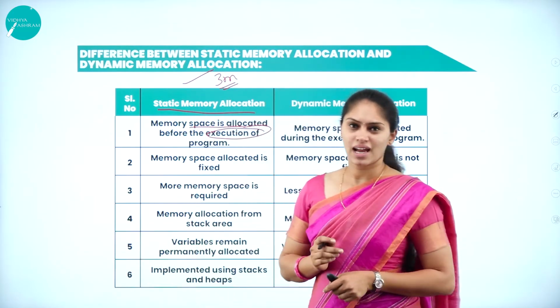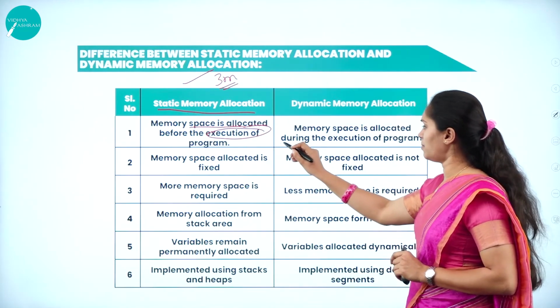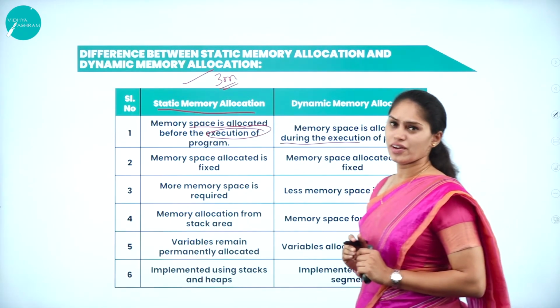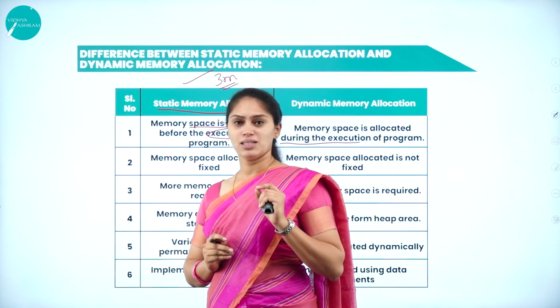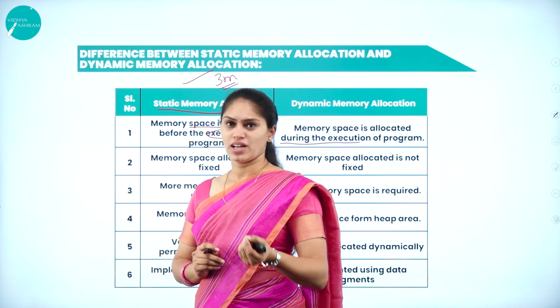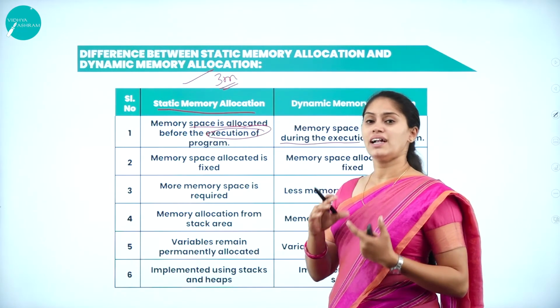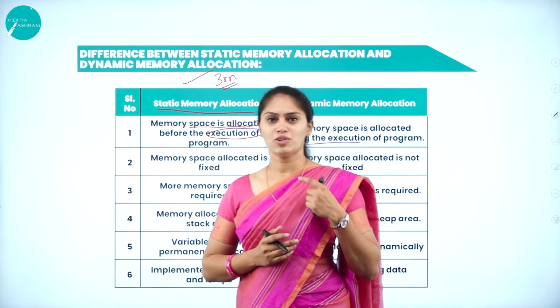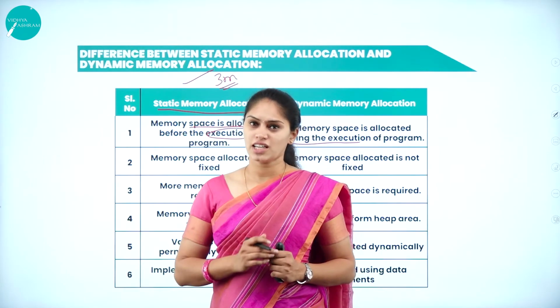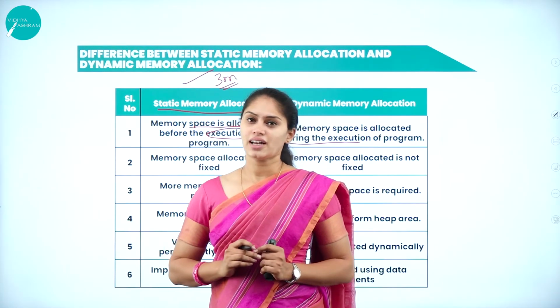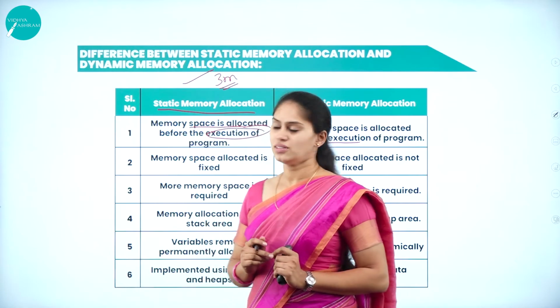Then what about dynamic allocation? That takes place during the execution of a program. So static allocation happens at the time of compilation, and dynamic allocation of memory happens at the time of execution of a program, or at runtime. So that you have to remember.